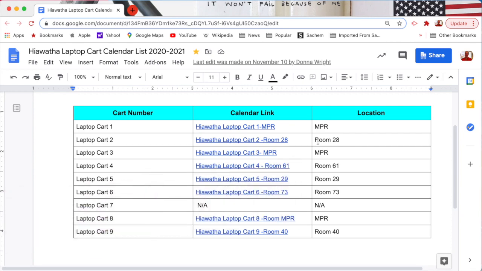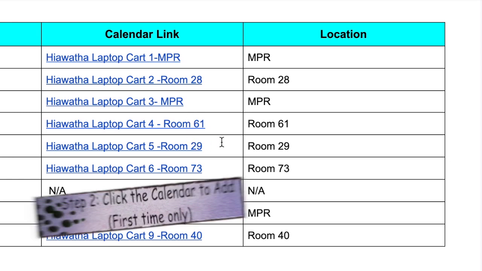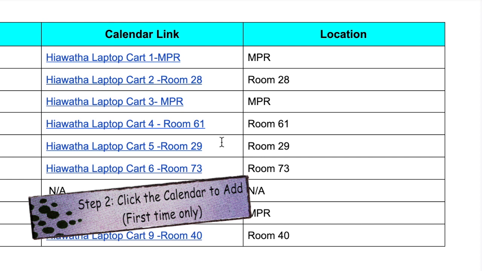For example, if I was in the wing near some multi-purpose rooms, I might want to add Laptop Cart 1, 3, and 8 because those are near me. The one over by room 28 might not be anywhere near me. The 61 is not going to be near me, so I may not add those. If you're over near room 61, maybe add room 61 and choose another one that might be near you so that you have a few to choose from.